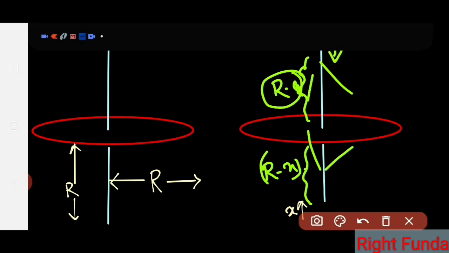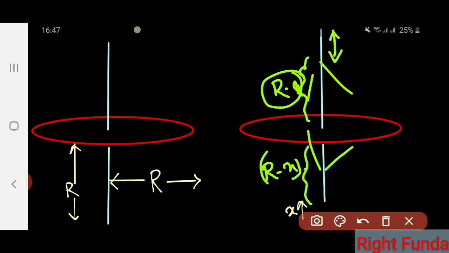How much extra length is there? That you need to think. If you have shifted by x, then R minus R is cancelled, and here 2x length is there. Due to this 2x length, whatever force it will be applying will be the restoring force. That force will be responsible for bringing the rod back to its position.